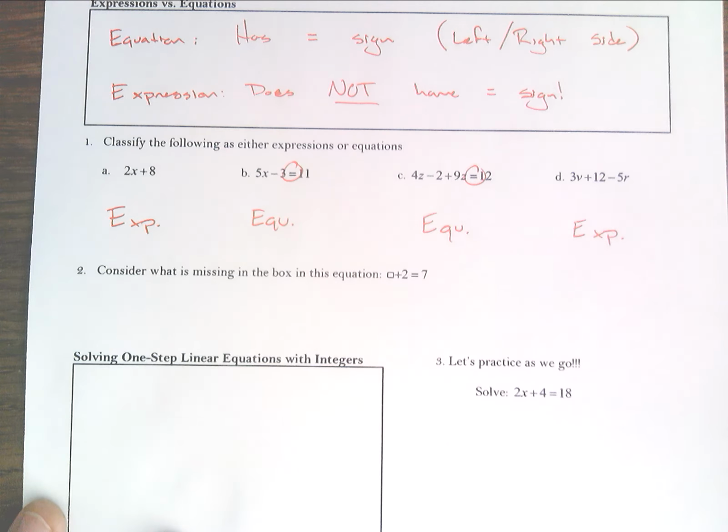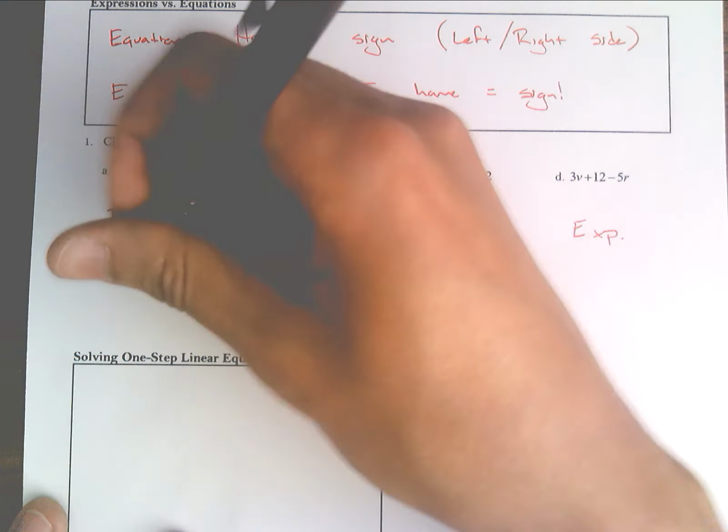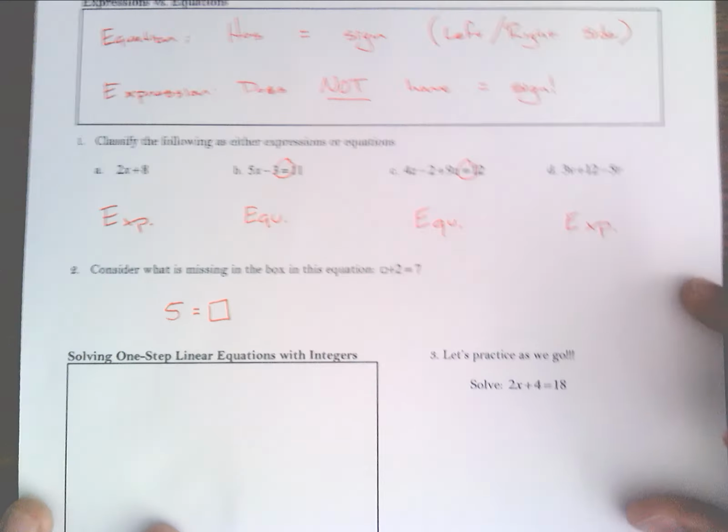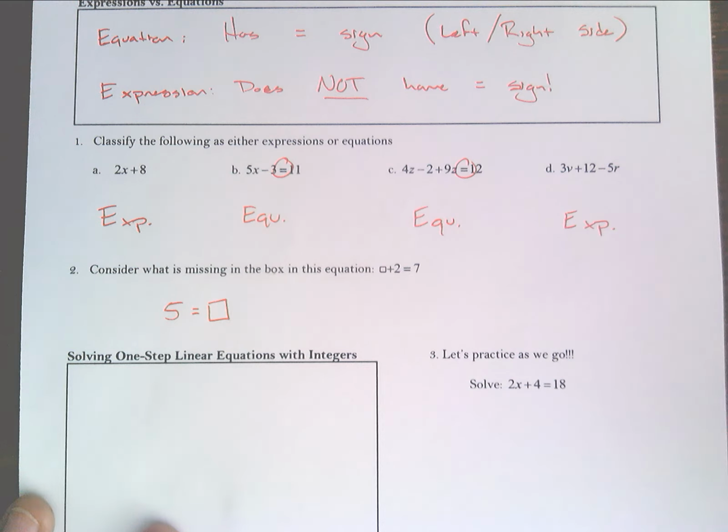Let's talk about this next example. Here I want to consider what's missing in the box in this equation. I have a box plus 2 equals 7. So I'm thinking to myself, something plus 2 equals 7. What plus 2 equals 7? So think about that. 5 plus 2 equals 7. So we can say that 5 is that missing box. So 5 plus 2 equals 7. And you can double check, does 5 plus 2 equal 7? It sure does.